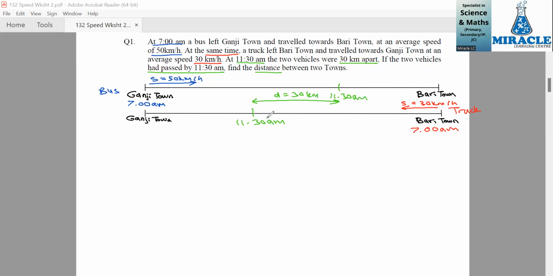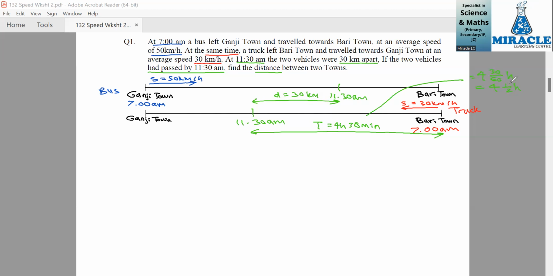And we also know, since we have both of these timings, 7 a.m. and 11:30 a.m., we can find the time they were traveling for, which would be 4 hours and 30 minutes. So whenever we see minutes over here and our speeds are in terms of hours, we need to convert minutes into hours. So 4 hours and 30 divided by 60. Why 30 divided by 60? Because there are 60 minutes in 1 hour. So if you want to convert minutes into hours, we have to divide it by 60 minutes. And if we simplify this, we will be left with 4.5 hours.